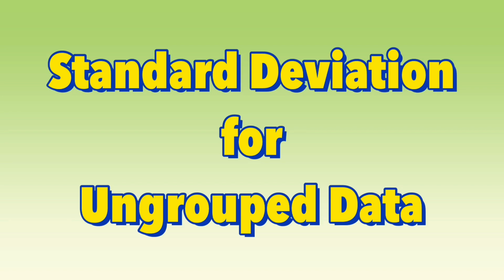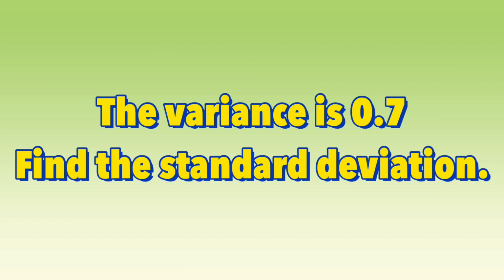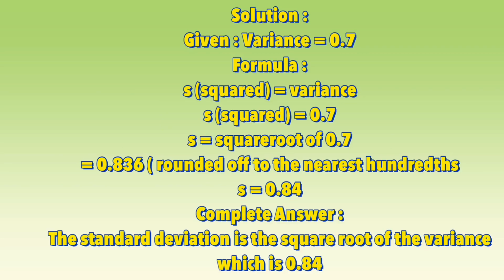Okay, next, number 4, we're going to find the standard deviation for ungrouped data. The problem: the variance is 0.7. Find the standard deviation. Solution: the given is variance equals 0.7. Our formula is s squared equals variance, so s squared is equal to 0.7.